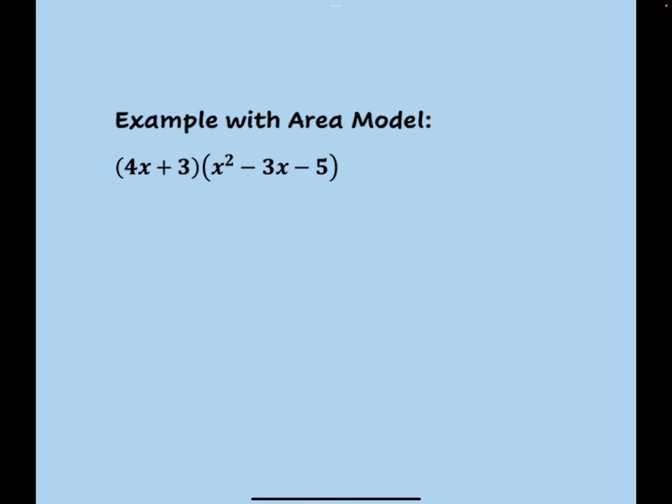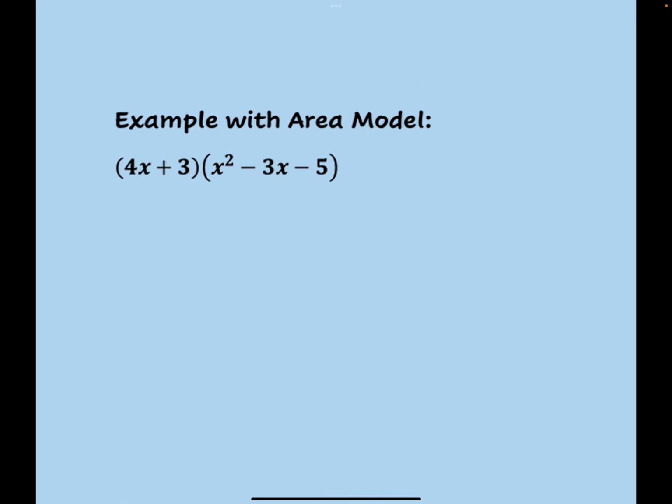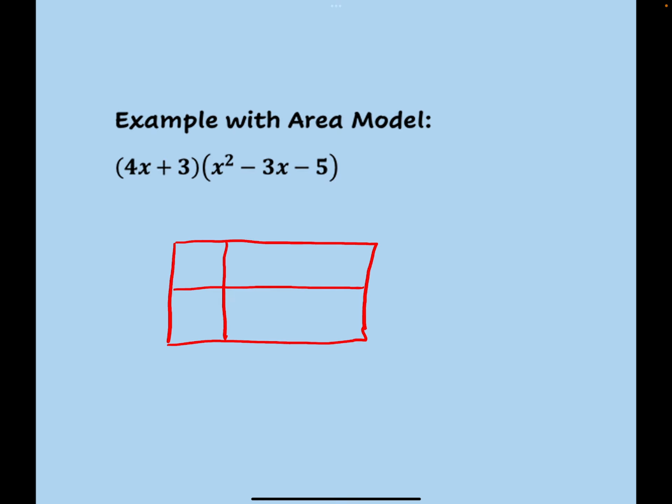So let's start with the area model on this one. So I have 2 terms in my first polynomial, 3 terms in the second polynomial. So I'm going to draw a rectangle. It's going to have 2 rows and 3 columns. So I have 4x plus 3. Then I have x squared minus 3x minus 5.